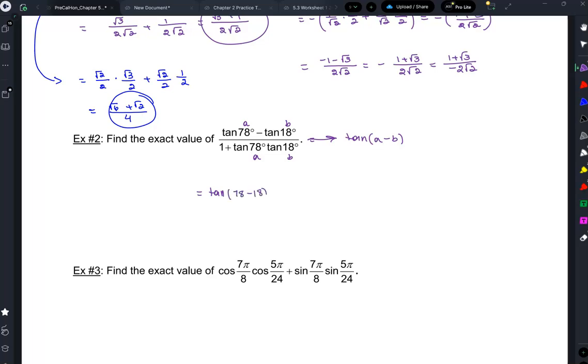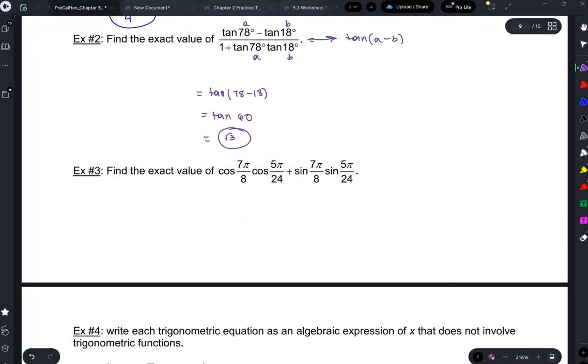78 minus 18. But wait, how much is that? Root 3. Okay? The answer then is root 3. Do you see? One-step problem, pretty much, right? Here we go. Look at this one.